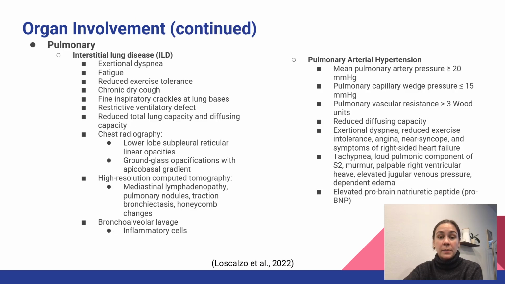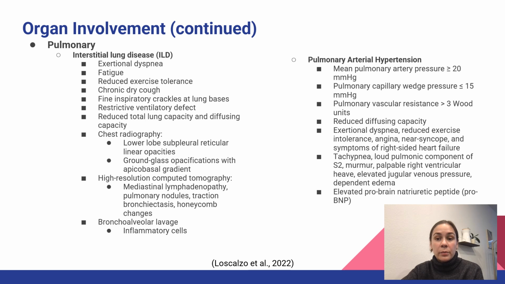For pulmonary, you can develop interstitial lung disease with symptoms such as exertional dyspnea, fatigue, reduced exercise tolerance, chronic dry cough, fine inspiratory crackles at the lung bases, restrictive ventilatory defect, and reduced total lung capacity and diffusing capacity. For chest radiography, you can have lower lobe subpleural reticular linear opacities or ground glass opacifications with an apicobasal gradient. High-resolution computed tomography can show mediastinal lymphadenopathy, pulmonary nodules, traction bronchiectasis, or honeycomb changes. And bronchoalveolar lavage can show inflammatory cells.